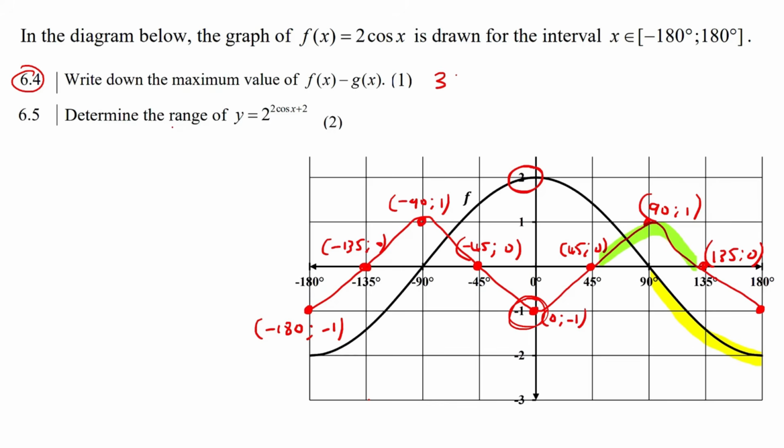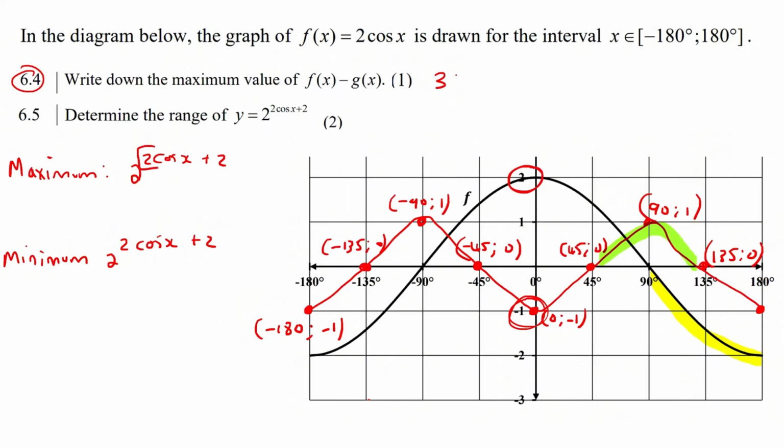This one says determine the range. Okay, very easy. All you're going to do is find the maximum value that this can be, and then find the minimum value that this can be. So we're going to find the maximum of 2 to the power of 2 cos x plus 2, and then we're also going to find the minimum. To find the maximum of this, the 2 has nothing to do with it. That can't change. All that changes is this. And this can't even change. Not even that part can change.